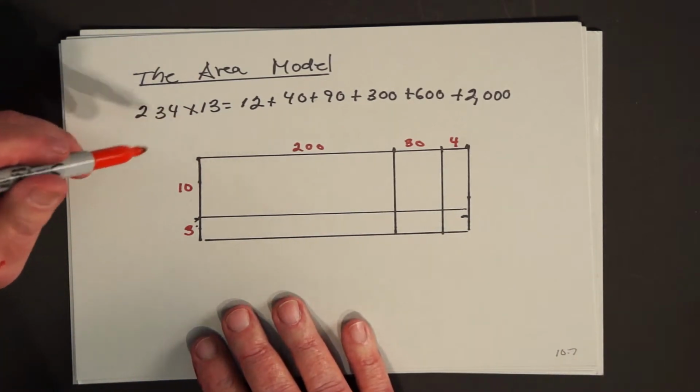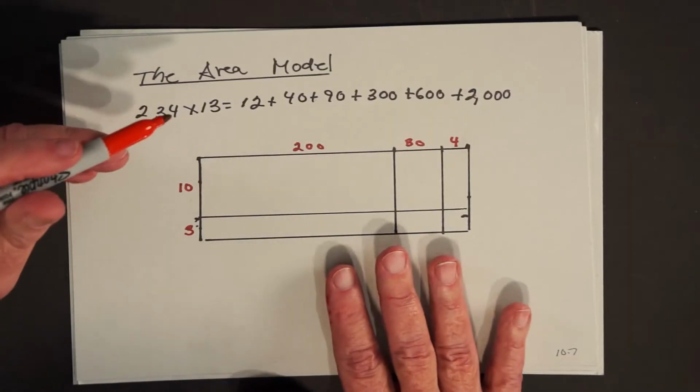Whenever you multiply 2 positive numbers, you can always think of that as an area. In other words, let's say you were multiplying 234 by 13. If you had a rectangle that was 234 feet by 13 feet, to find the area, what would you do? You would multiply the 234 by the 13, and the label would be what? Feet, which is square feet.